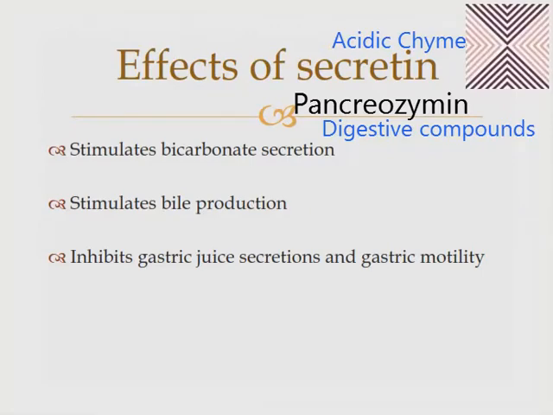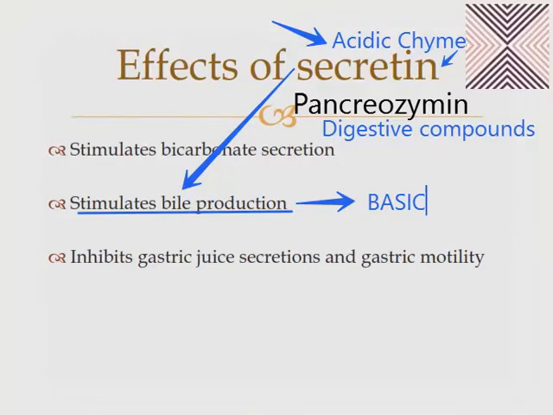Now, if we take up the functions of secretin, as the secretin is stimulating the formation of bile, as we have seen in function number 2, it stimulates bile production. So as we are saying that acidic chyme is giving rise to secretin, and this secretin is stimulating the liver to produce bile, that means it is helping to make this food basic. So now the food is becoming basic in nature. So that was the main function of the secretin.